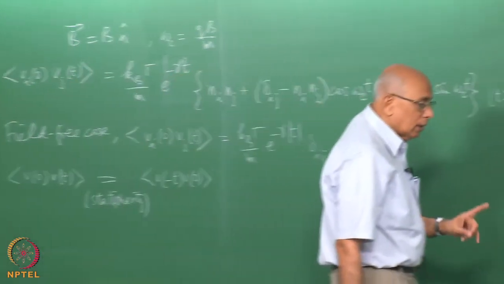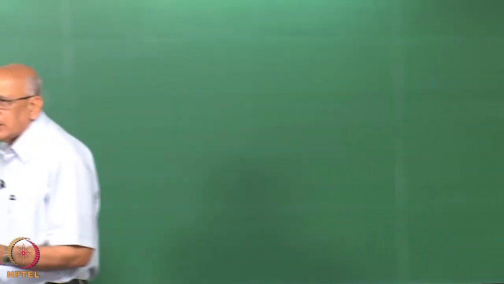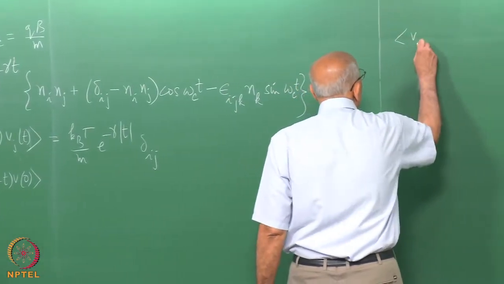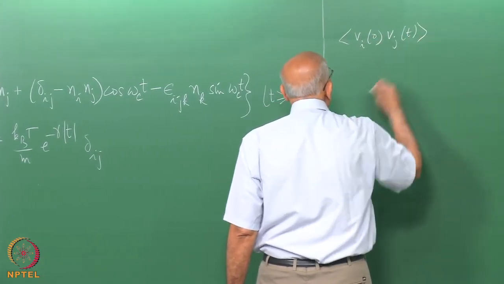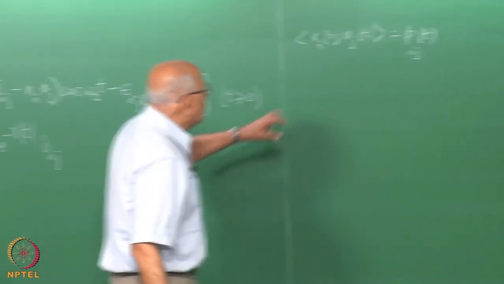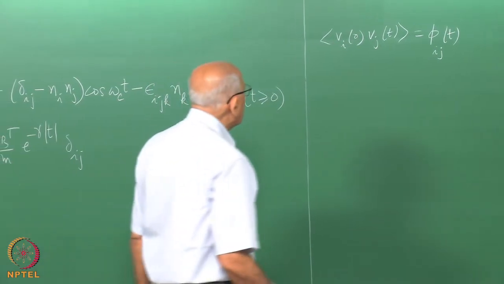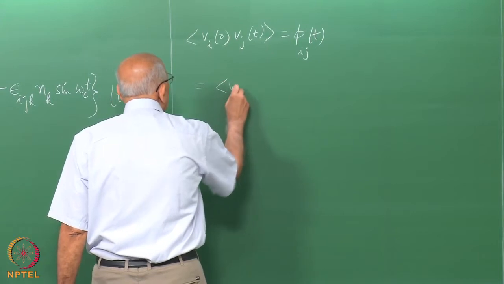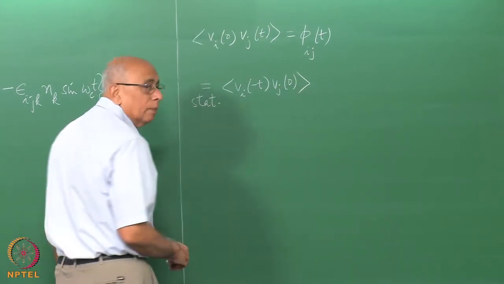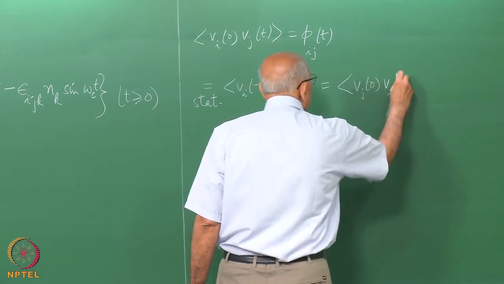So in general, I already mentioned that even in the presence of the magnetic field, the velocity continues to be a stationary random process, because there is no energy being given to it, there is no dissipation involved with the magnetic field or anything like that. If you grant that, then it is immediately clear that in general V_i of 0, V_j of t, if I call this quantity phi_ij of t, the reason I am calling it phi is because when I divided this by its value at t equal to 0, I called that C_ij of t. I do not want to use the same symbol. So this is equal to V_i of minus t, V_j of 0 by stationarity, since I subtract t from both sides, right? But this is equal to V_j of 0, V_i of minus t.